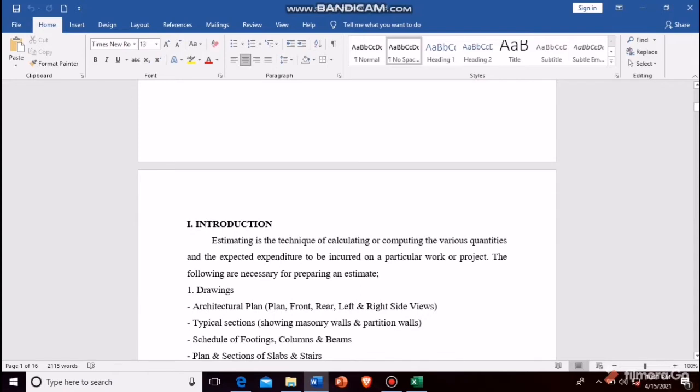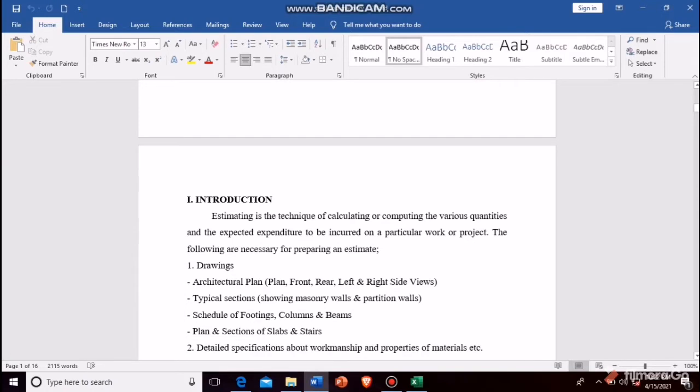The introduction. Estimating is a technique of calculating or computing the various quantities and the expected expenditure to be incurred on a particular work or project. The following are necessary for preparing an estimate. First is the drawings.